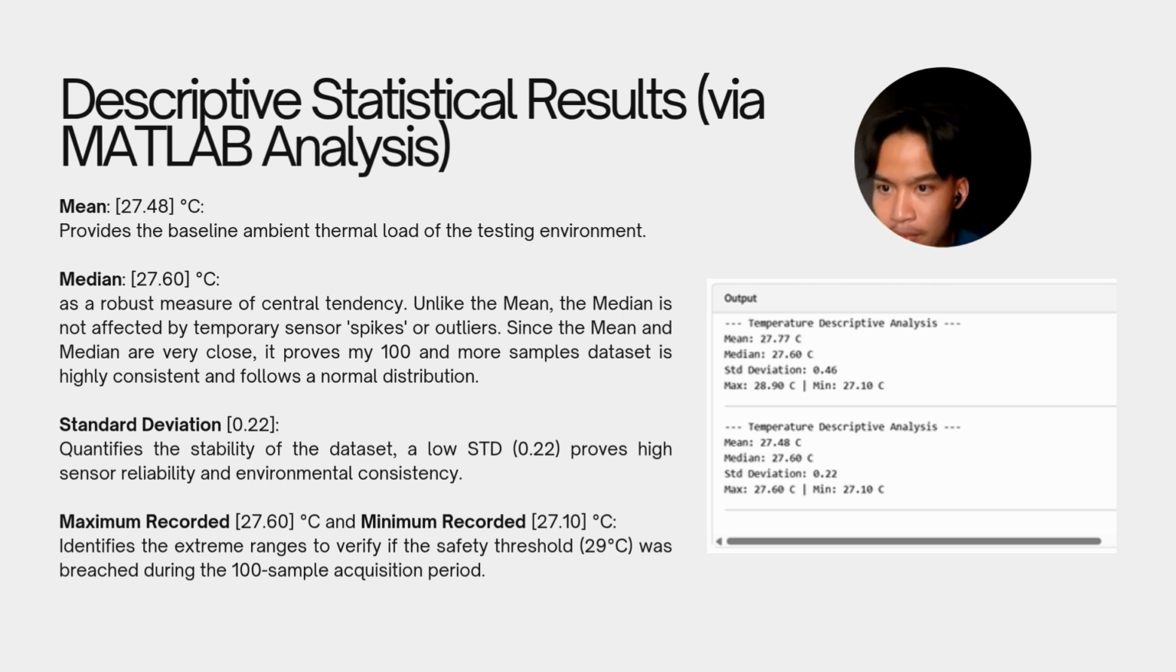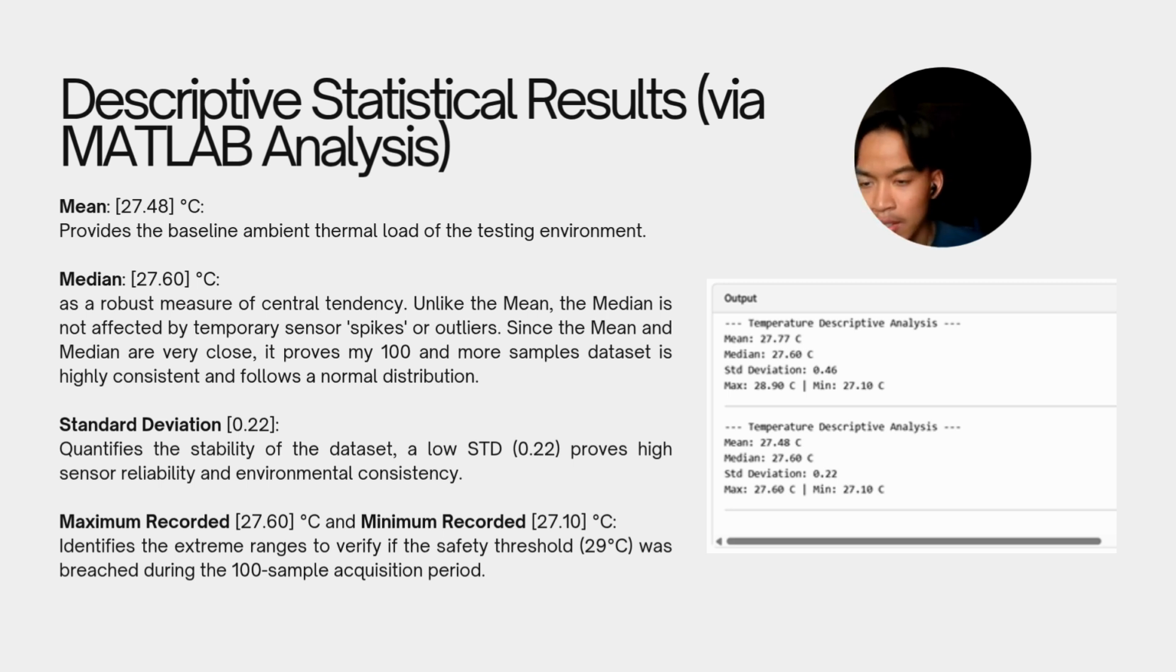For the mean, we have 27.48, for the median 27.6, and standard deviation 0.22, while the maximum is 27.6 and the minimum is 27.10, which has a 0.50 gap between them. The mean provides the baseline ambient thermal load of the testing environment, while the median acts as a robust measure of central tendency, unlike the mean, as it is not affected by temporary sensor spikes or outliers.